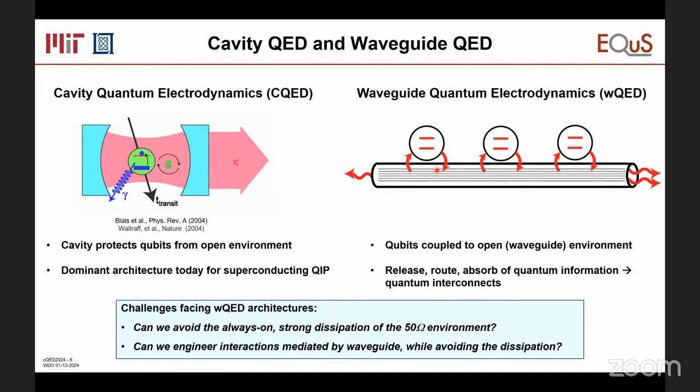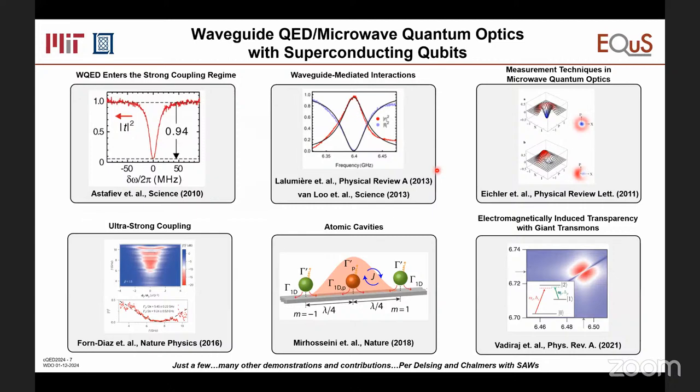And if we can overcome that, can we then engineer interactions that are mediated by the waveguide while we still ignore the dissipation of the environment? Okay, so those are the questions that we wanted to answer.